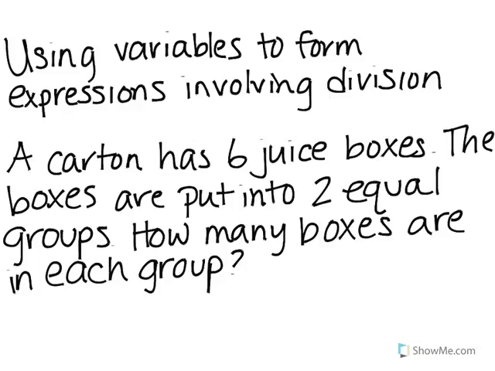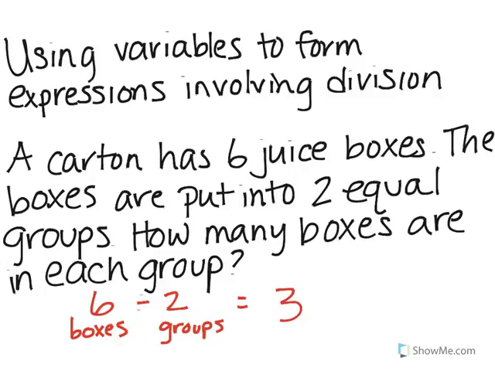So you can use variables to form expressions involving division as well. So a carton has 6 juice boxes. The boxes are put into 2 equal groups. How many boxes are in each group? So 6 is the boxes, divided by 2, and that's groups. So in this example, because we don't have any variables, we know how many boxes are in each group? 3. Because 6 divided by 2 is 3. 3 boxes in each group.